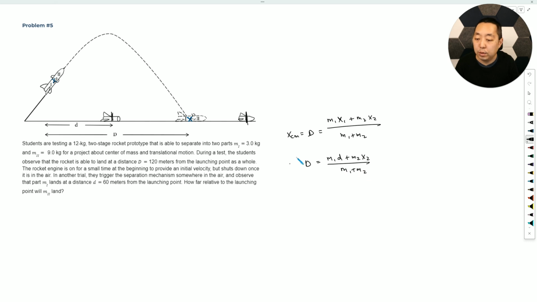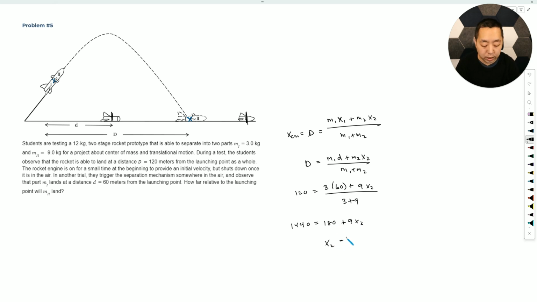Now let's plug in some numbers here. We know D is 120. We know M1 is 3. And we know the little d that they landed here is 60, plus M2, which is 9, times his position, x2, divided by 3 plus 9. And then we want to solve for x2. So this is 12. 12 times that is going to be 1440. This is 180 plus 9x2. And then you can solve for x2 from here.